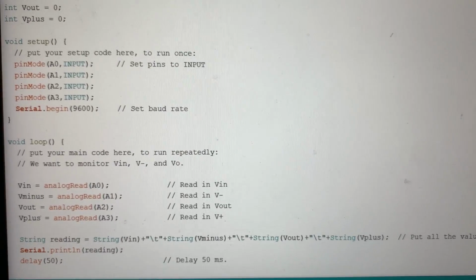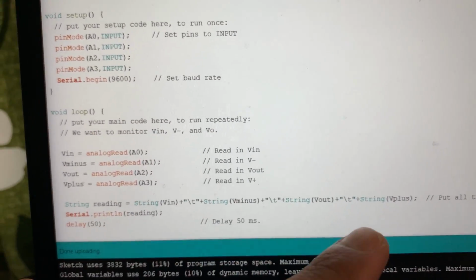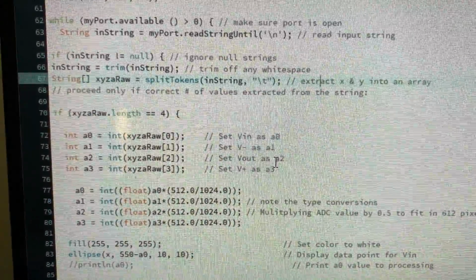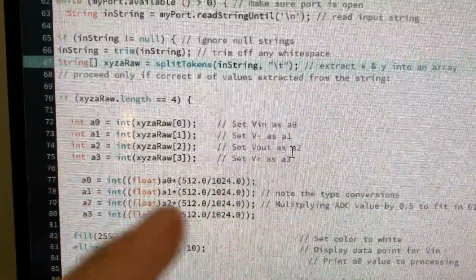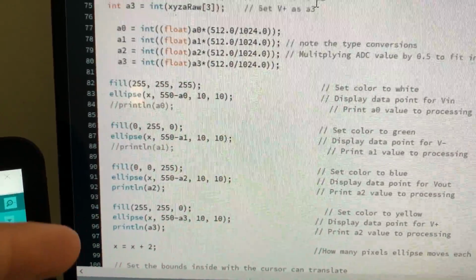The only change between exercise 2 and this exercise is that we have to add in V plus so we can read it, and then add it to the string so that Processing can read it. And lastly, the only thing that changed in the Processing code is that we have to add in A3 for V plus. Then we have to add it down here so we can actually plot the result.